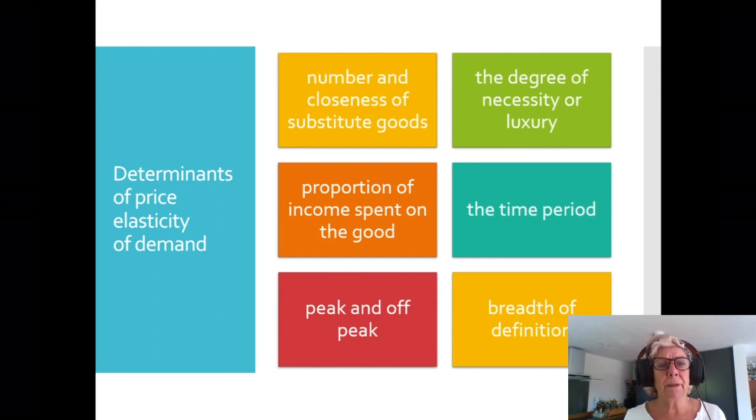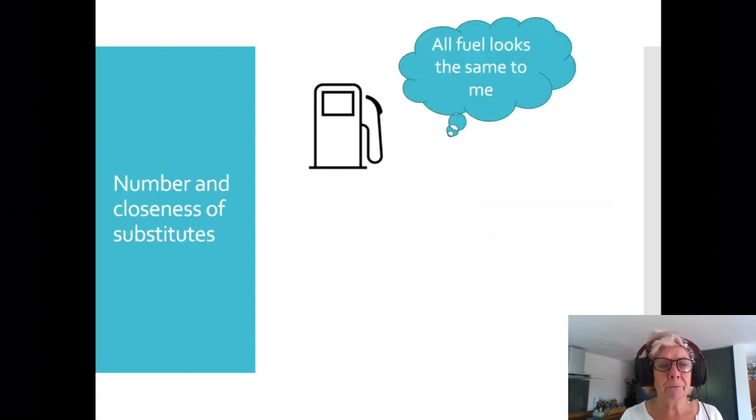So what determines whether a good is elastic in demand or inelastic? Well, these 6 things mainly. Whether it's got many substitutes, whether we need it or it's just a luxury, whether it costs us a large amount of our income or a small amount, whether we're talking about how demand changes right now, today, or how demand changes over a period of time, peak and off peak, and whether we're talking about a specific brand or the whole good. Let's look at each of these in a little bit more detail.